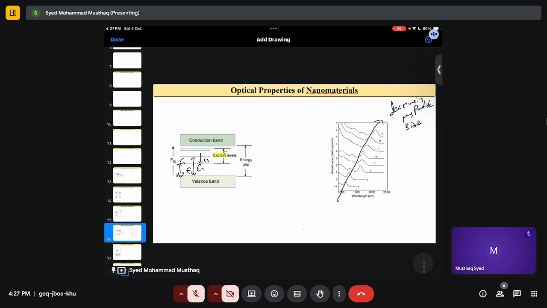Because whenever I try to decrease the particle size, these levels will come closer. You will have different levels, and when you have different levels coming out, then you can easily excite or you can easily have an exciton, right? Because there is more discretization coming into picture. So that's what happens here.